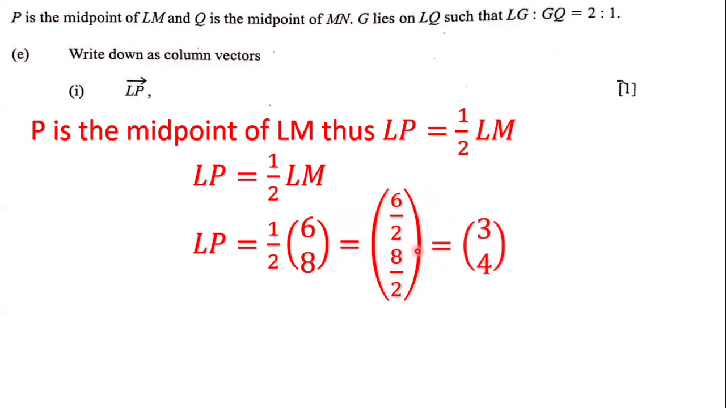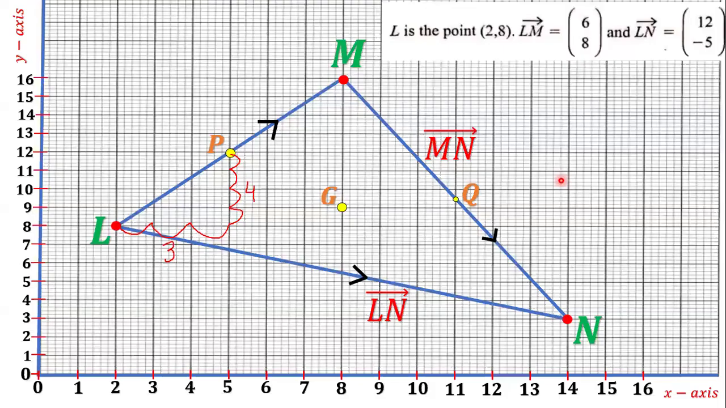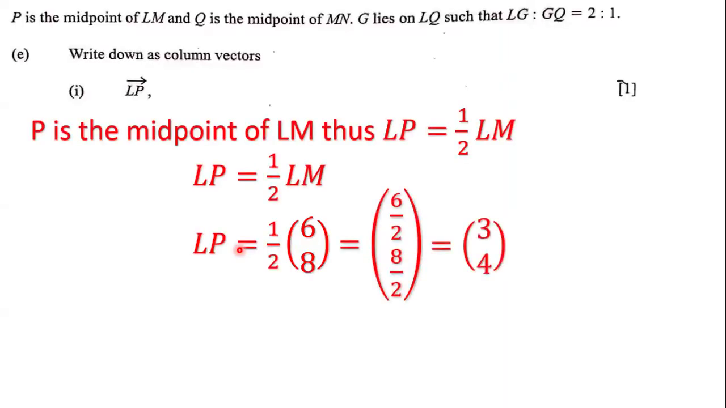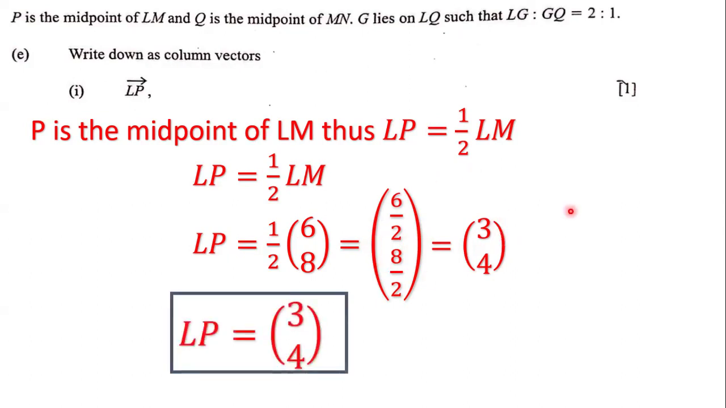So you could do this working. Or you could also look at the graph and figure out what LP is. You just move along in the X direction, 1, 2, 3. That's your first component, and then you move along in the Y direction, 1, 2, 3, 4, and you'll get the same answer, (3, 4). And so that's how we get the vector LP as a column vector, using the graph and also using algebra. So LP is the column vector (3, 4).